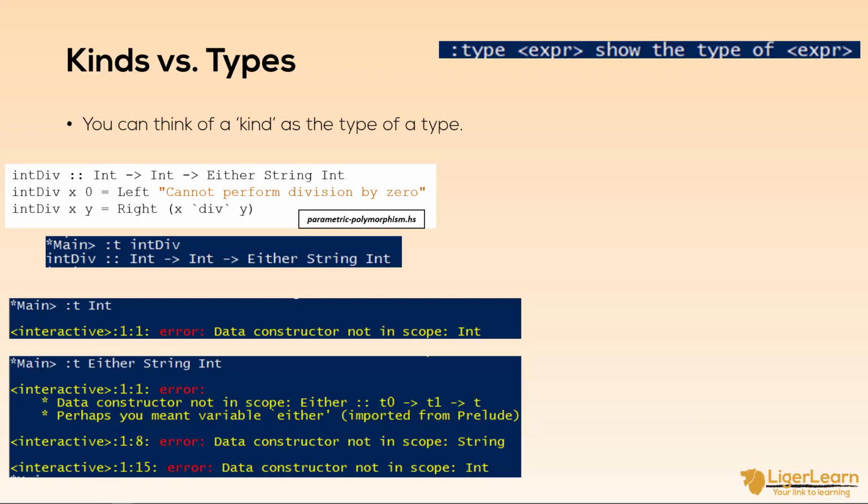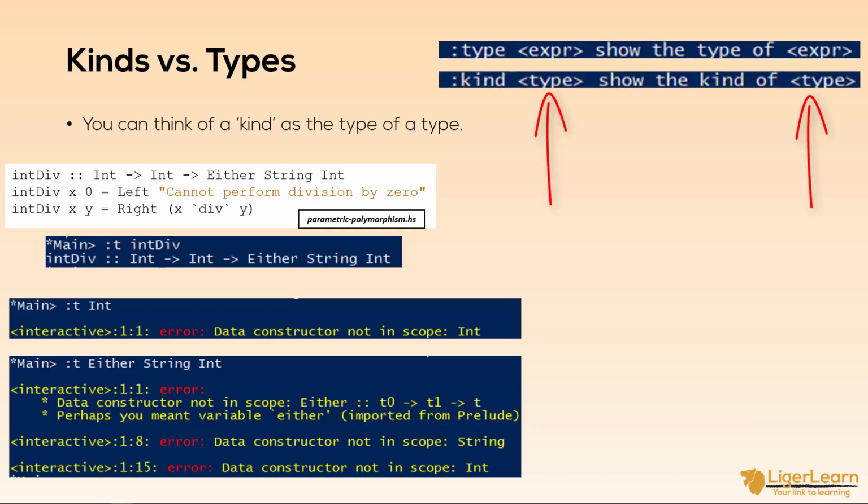And just like there is a GHCi command for asking for the type of an expression, there is also a GHCi command for asking for the kind of a type. We can use the :kind command and pass a type to do this. Alternatively, we can use :k for short, as we will see. The response returned by GHCi when we ask it for the kind of a type can be confusing. Let's ask GHCi for the kind of an Int. And we get told that the kind of an Int is a star.